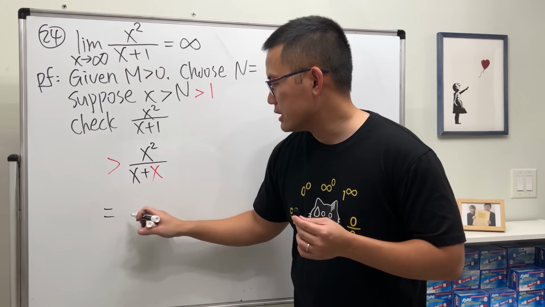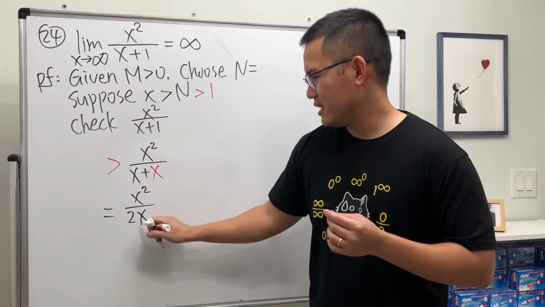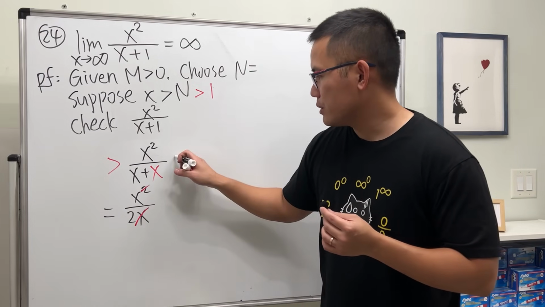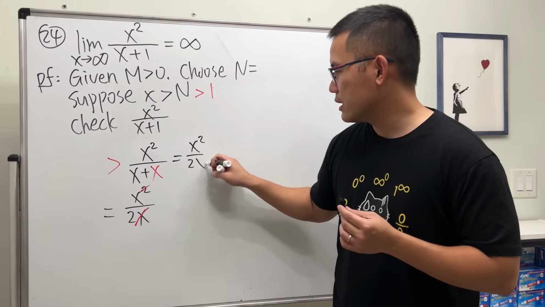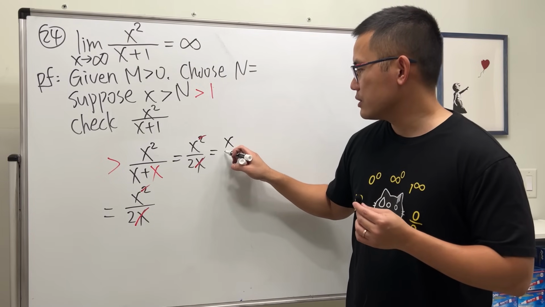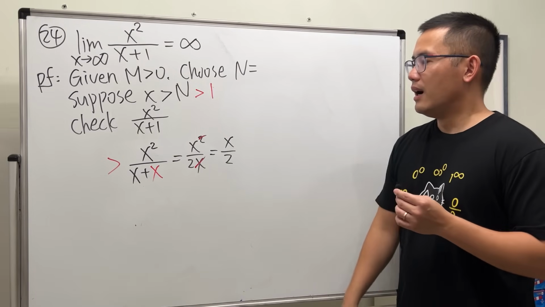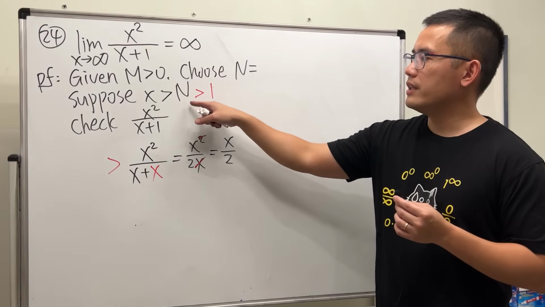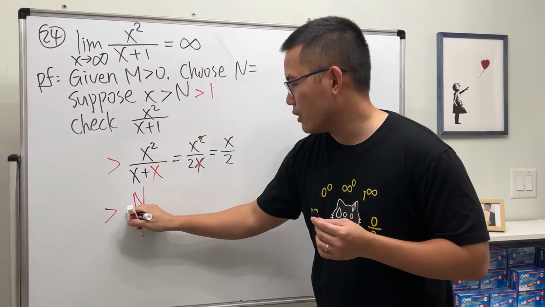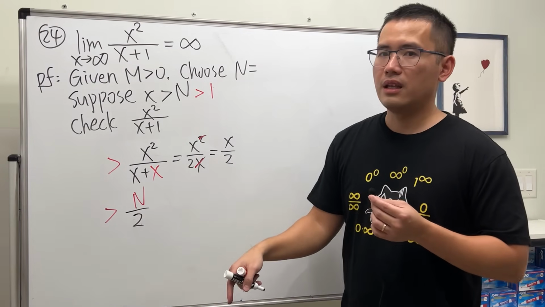And of course, we can simplify this. This is just x squared over 2x. What's so good about this? Cancel, cancel. In fact, we're just looking at x squared over 2x. Cancel, cancel. So we are really just looking at x over 2. Whew. All right, now we know x is greater than n. So I will just replace this x with n, and then we have that over 2. So that's also clear. Then what should we choose for n?